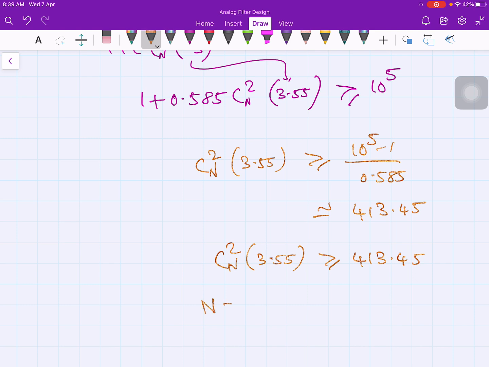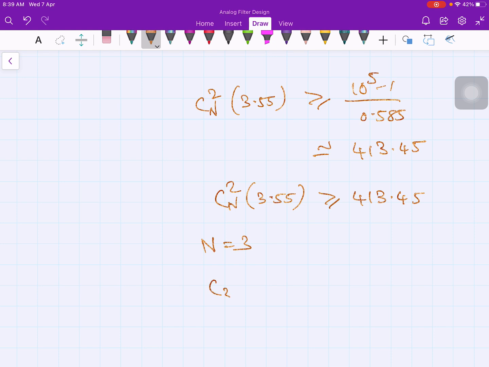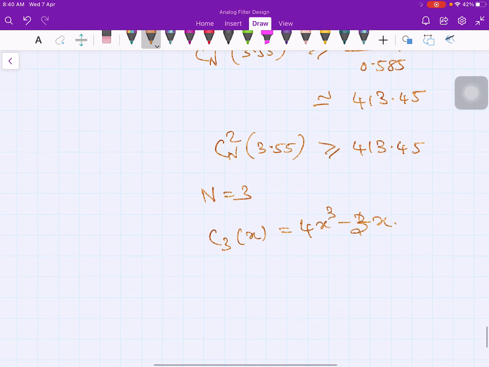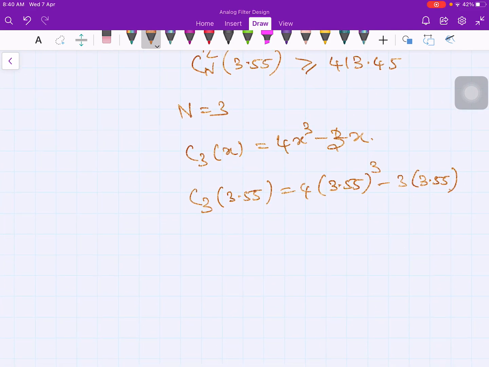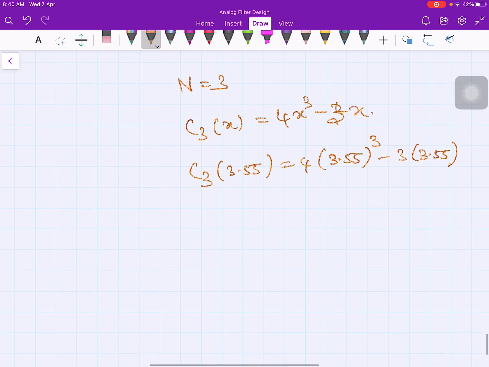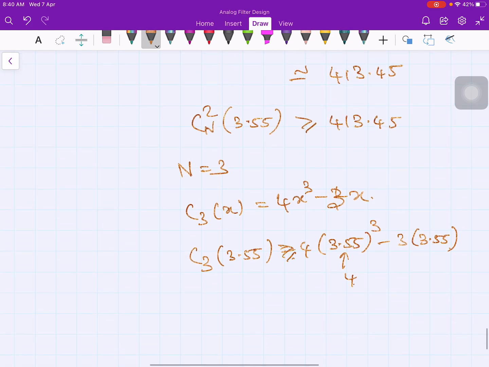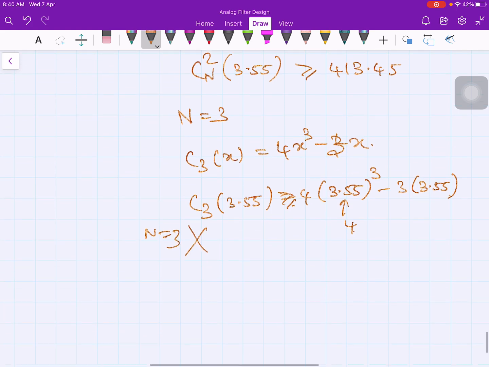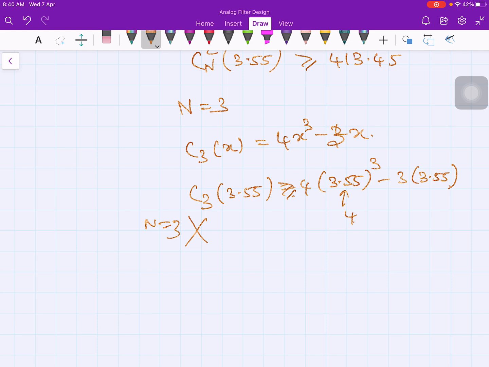Now let me take n equal to 3. Therefore C3 of x, we know the formula, right? 4x cubed minus 3x. So C3 of 3.55 is equal to 4 times 3.55 cubed minus 3 times 3.55. Even if you take this as 4, then 4 times 4 is 16, 16 times 4 is 64, 64 times 4 is 256. So this is not satisfying. So n equal to 3 will not work out. Therefore n equal to 3 does not suffice.